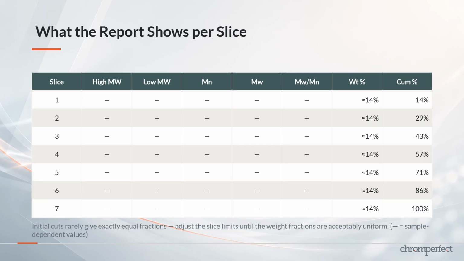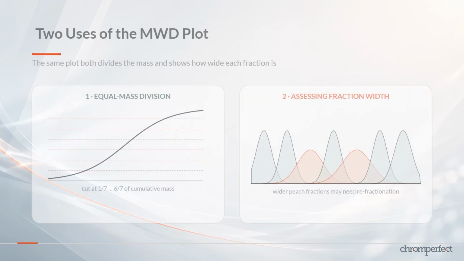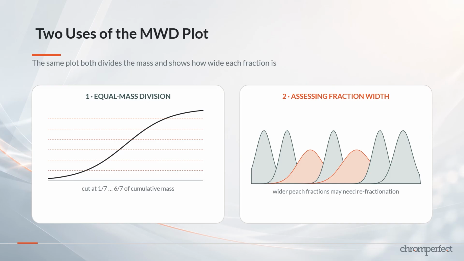The initial boundaries will not usually produce exactly equal fractions. The slice limits are adjusted iteratively until the weight fractions become acceptably uniform. Once the fractions have similar mass, their calculated Mn, Mw, and polydispersity values can be examined. These values indicate whether the proposed fractions are sufficiently narrow or whether additional fractionation will be necessary. The molecular weight distribution plot therefore supports both equal mass division and assessment of the expected purity of each fraction.